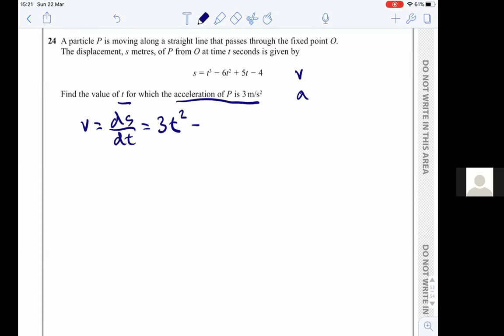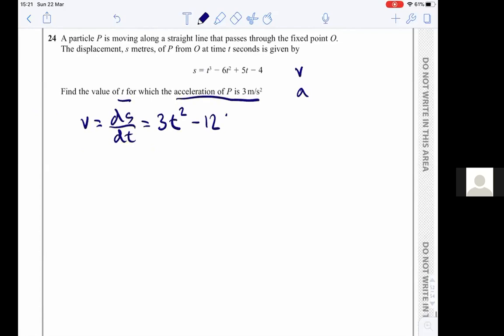6t squared is going to become times by the power. 6 times 2 is 12, and take away 1 from the power, t to the power of 2 will just become t. And 5t will just leave a 5, and the minus 4 will disappear. Acceleration is going to be dv by dt. So we need to differentiate one more time. Times by the power, 3 times 2 is 6, take away 1 from the power is just t, and then minus 12t will just become minus 12.